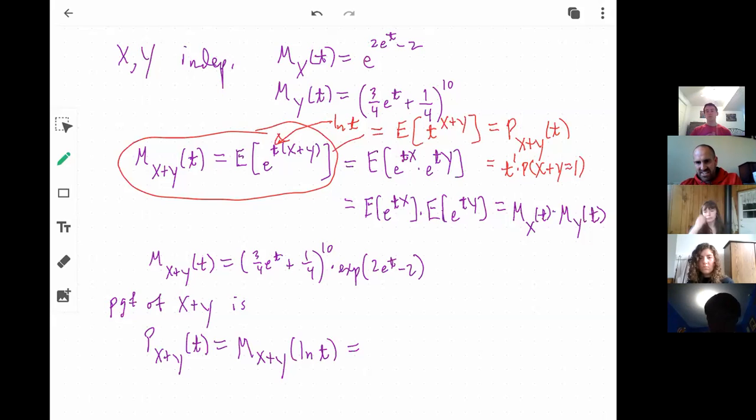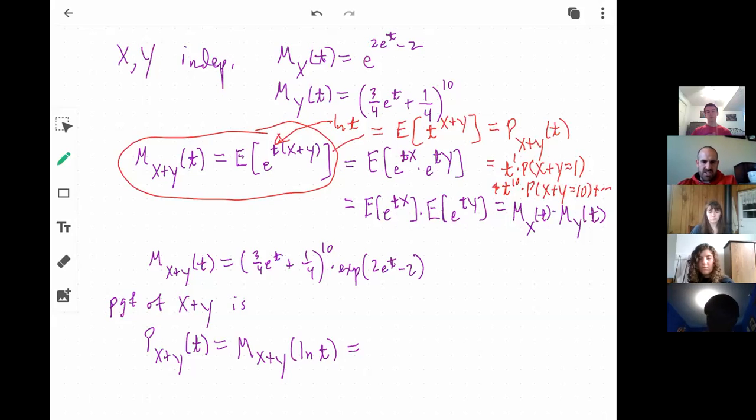Does that make sense? Wherever t to the first was, I might see t to the 10th in here, and that would have to be multiplied by the probability that x plus y is equal to 10, etc. Okay? So what happens with this?